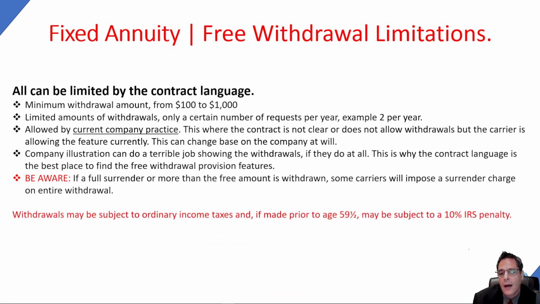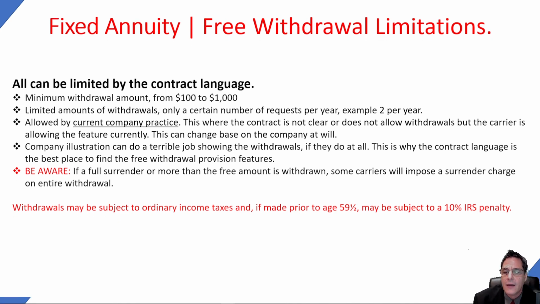And of course, withdrawals may be subject to, and usually are subject to, ordinary income tax. And if made prior to age 59 and a half, can have the 10% excise tax as well. So your 6% can become 16% really quick if you're under 59 and a half, and you take the withdrawal and there's a charge on that, your penalty.